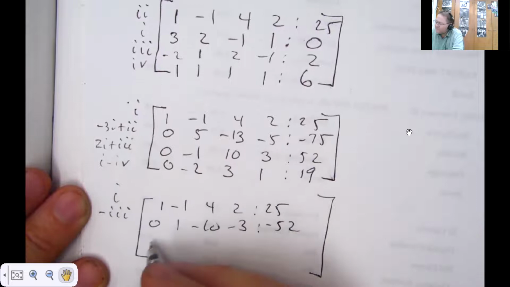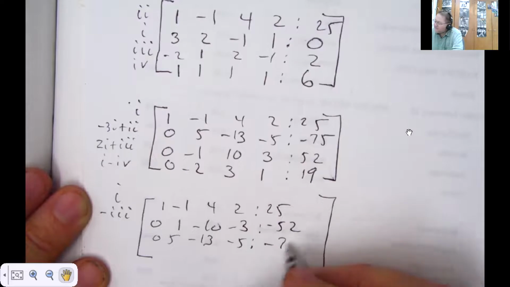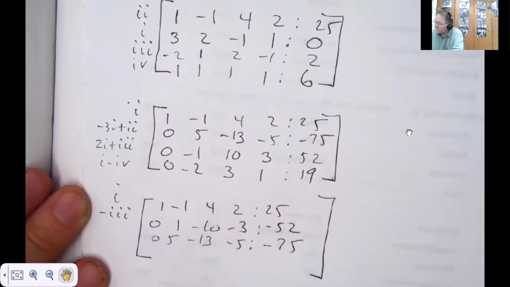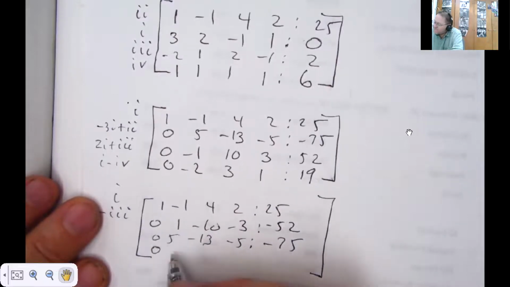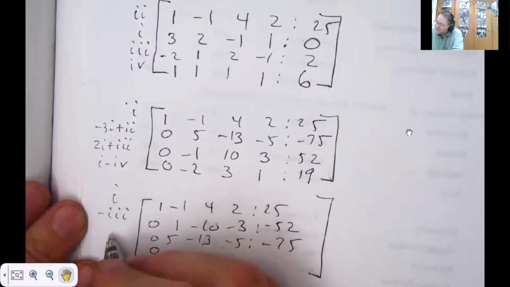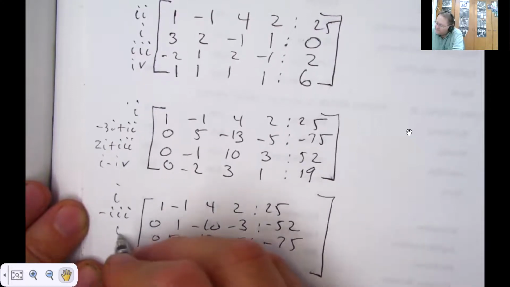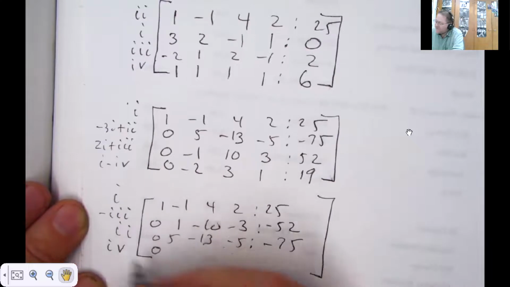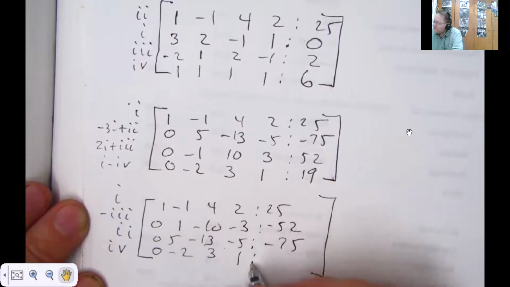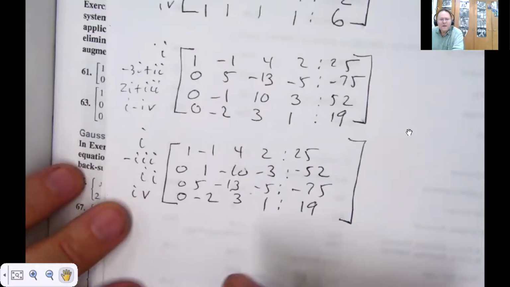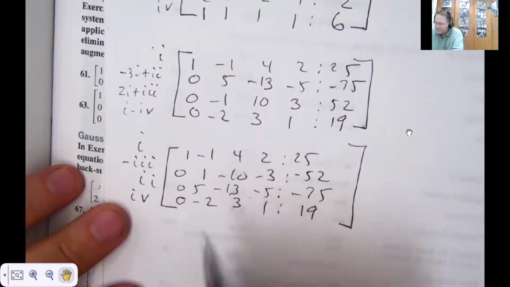So I'm gonna keep row two the same, zero, five, negative 13, negative five, negative 75. Boy, we're not even close to done, and we're going still. So that's row three, my bad. And then we're gonna keep row four the same, just leave it. So it's gonna be zero, negative two, three, one, and 19. Okay. So I've got that a one, these are zeros, that's a one. Now I gotta make everything below that one a zero. Let's go ahead and do that.